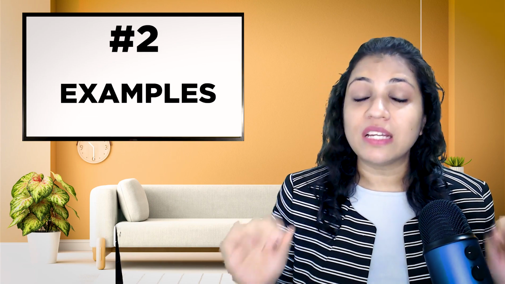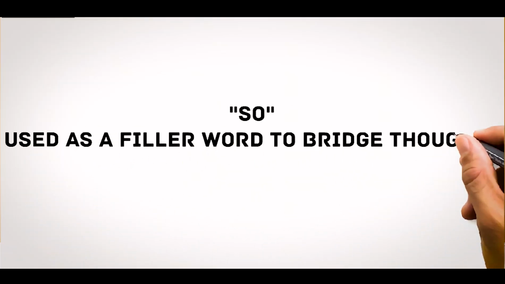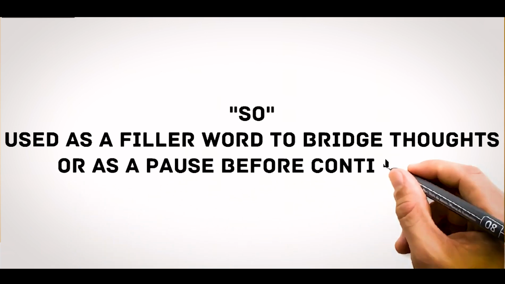So now coming to the second section of the video, which is taking a look at a few examples of how we are using filler words. Let's begin with the first one. "So" is used as a filler word to bridge thoughts or as a pause before continuing. Example: "So, what I'm trying to say is this." Even without the word "so", the sentence would mean the same thing, as you see.